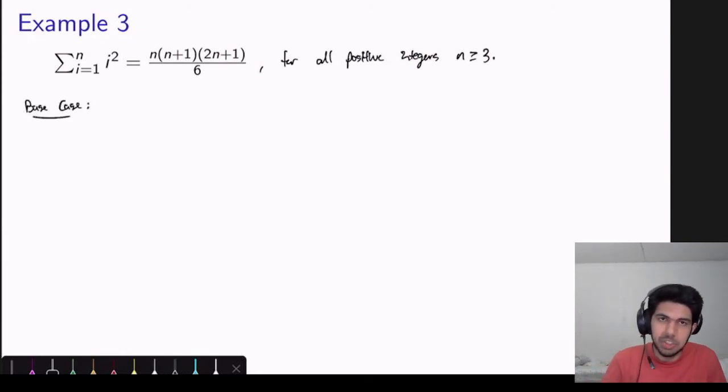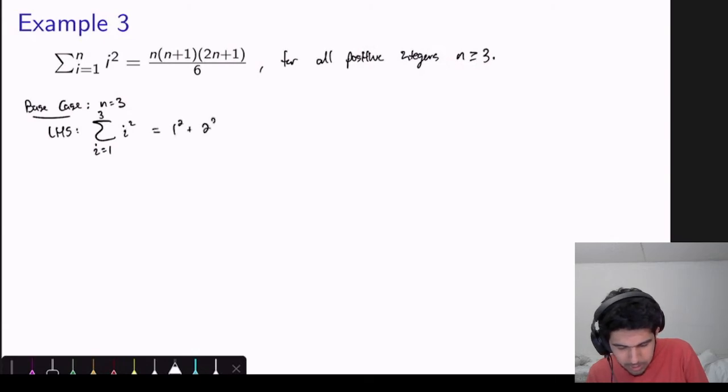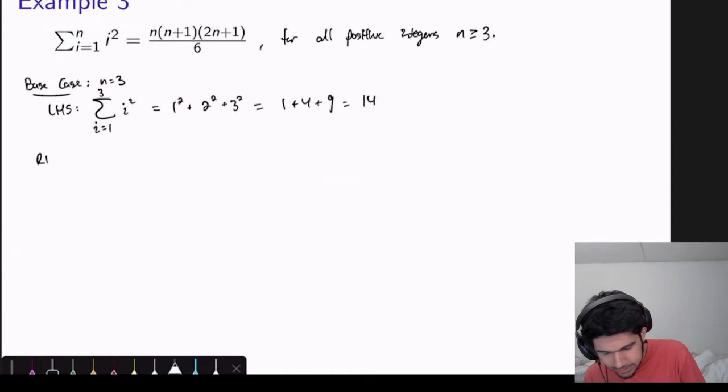So again, you want to look for the domain. Domain is positive integers. Then you want to look for a bound greater than or equal to 3. So the smallest positive integer is 1, but we're trying to prove this for positive integers greater than or equal to 3. So we're going to test n equals 3. Okay, so let's work with the left-hand side. That would be the summation from i equals 1 to 3 of i squared. So that's equal to 1 squared plus 2 squared plus 3 squared. It's equal to 1 plus 4 plus 9. That's equal to 14.